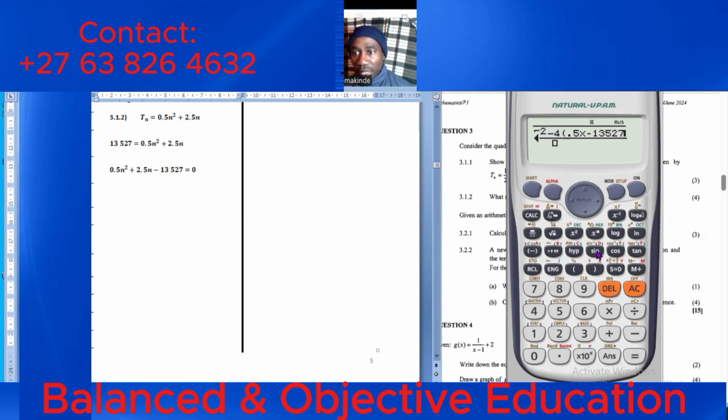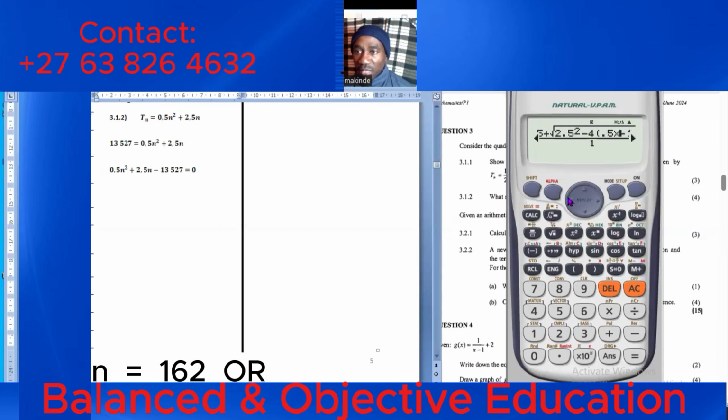Then we close the bracket. We use the down arrow. And here you have 2 times 0.5, and that gives us a value of 1. And the value there will be 162. Now let's look for the other value of n.